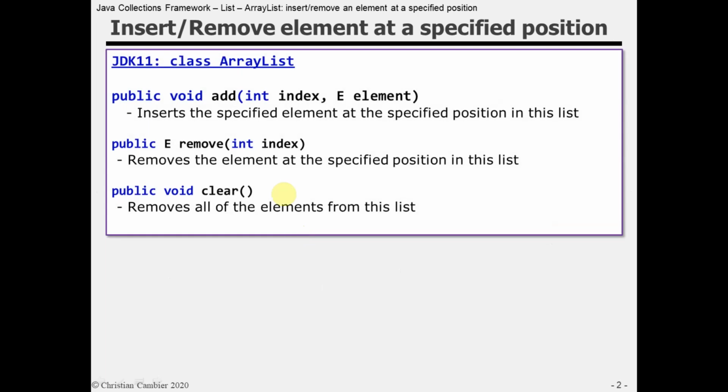These are the three methods that I'll discuss. First, a 2-parameter add method which inserts the specified element at the specified index or position in a list. Second, a 1-parameter remove method which removes the element at the specified position. And finally, a clear method which removes all the elements from a list.